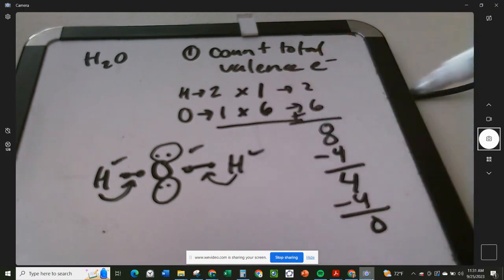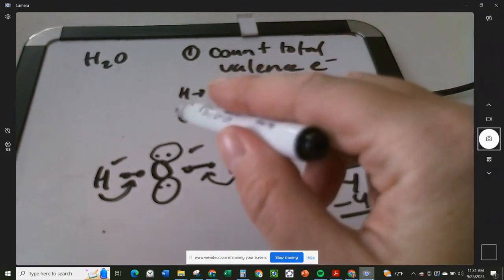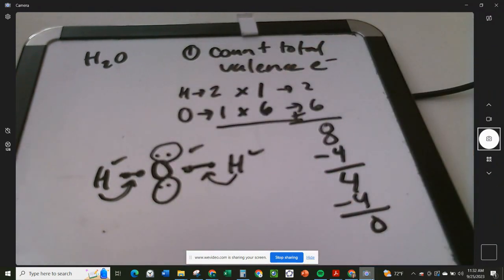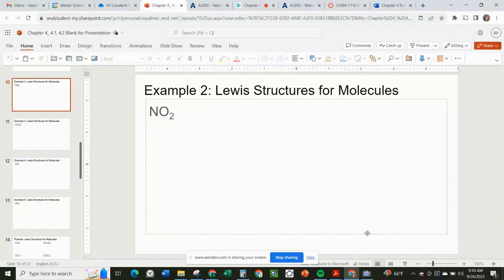We have 0 electrons left to show. Hydrogen's happy, oxygen's happy, hydrogen's happy. So this would be a Lewis structure for water. Let's look at the next example of drawing the Lewis structure.